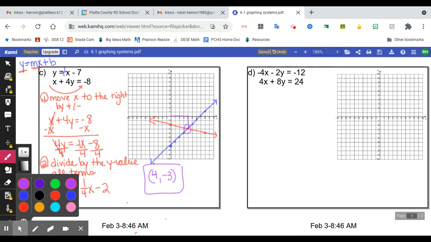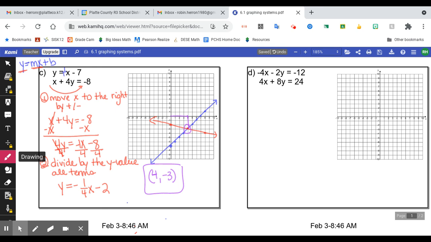Okay, doing great. Just a couple more here. So I've got negative 4x minus 2y equals negative 12. So let's remember our steps. Move x to the right, divide by the y value. So I'm going to rewrite this. Negative 4x minus 2y equals negative 12. I've got to move the x. So I'm going to add it because it's negative. These are gone. Negative 2y drops. x comes first, so 4x, then minus 12.